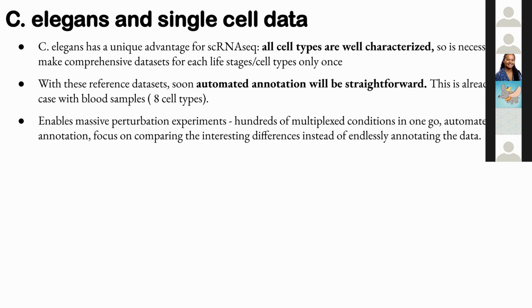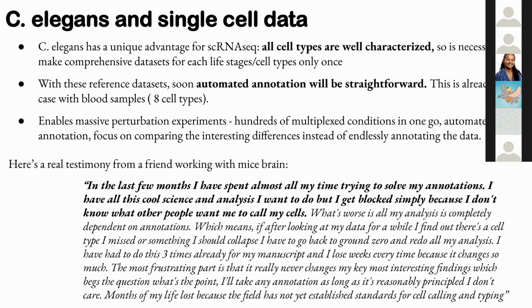That's it. And in certain kinds of tissues, in human and mice, for example blood, this is already the case. It's straightforward to annotate your data. This is happening. This is coming very soon for C. elegans, and a little later it will also come for other organisms. And the reason why this is cool is because now you don't have to worry about annotating your data endlessly. It enables you to focus on the biology and do cool things like multiplexed perturbation experiments without spending weeks on end annotating your data.